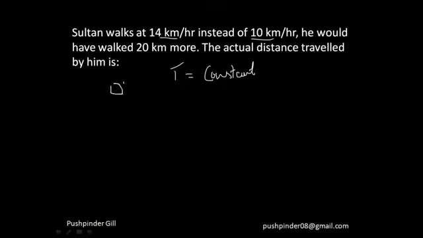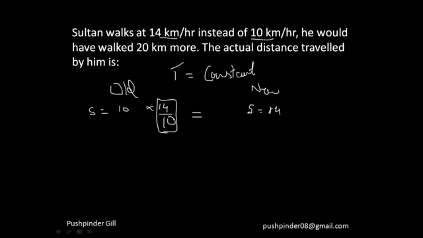So this is the old scenario and this is the new scenario. In the old one, the speed was 10 kilometers per hour, and in the new one, the speed is 14 kilometers per hour, right? So the speed is getting multiplied by 14 by 10, and I am getting my new speed. That means the number by which my old speed is getting multiplied is this number, which is pretty easy for you to solve. So my speed is getting multiplied by 14 by 10.